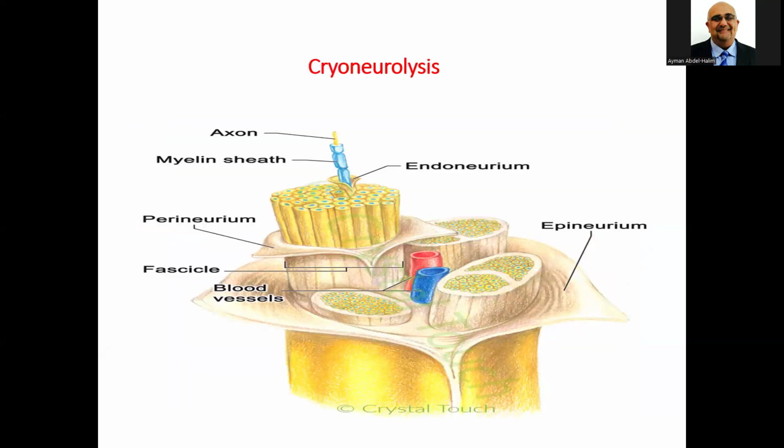Now, cryoneurolysis, this is the anatomy of the nerves. As you know, we have the fascicles, we have the blood vessels, we have the epineurium, endoneurium, and perineurium. And again, you will have the nerve that's covered with myelin sheath, and inside you have an axon.